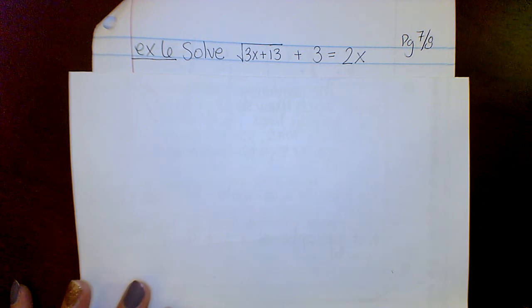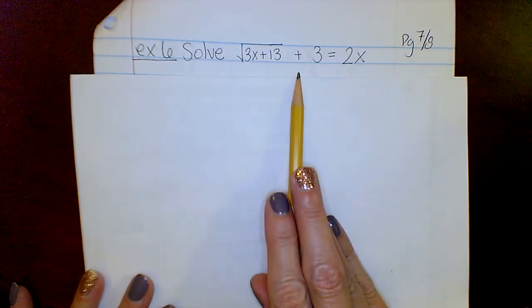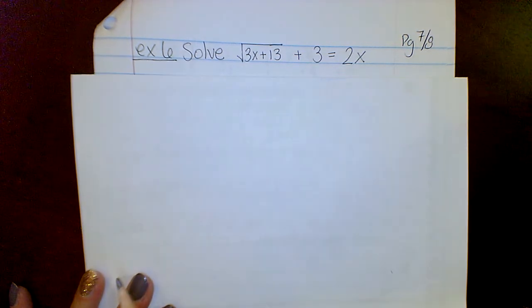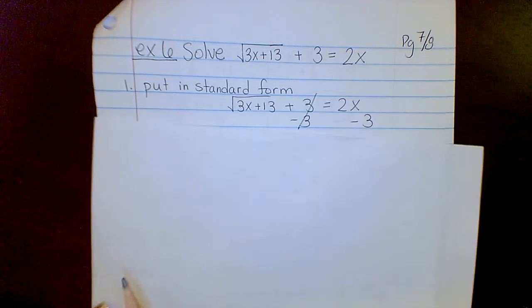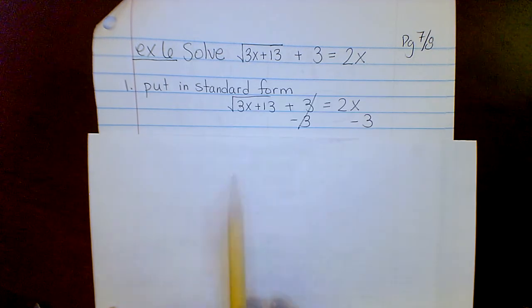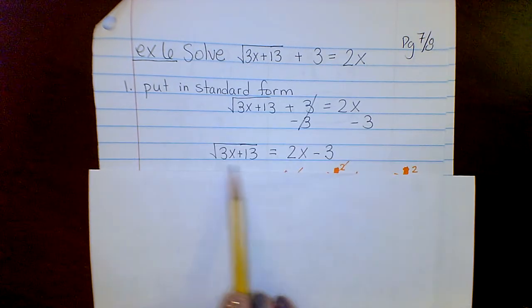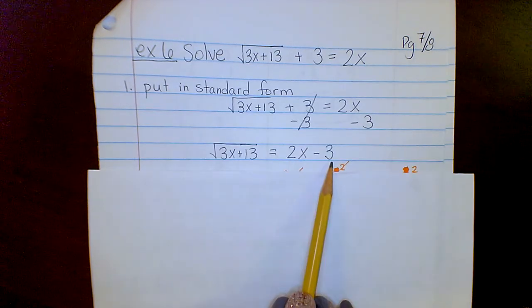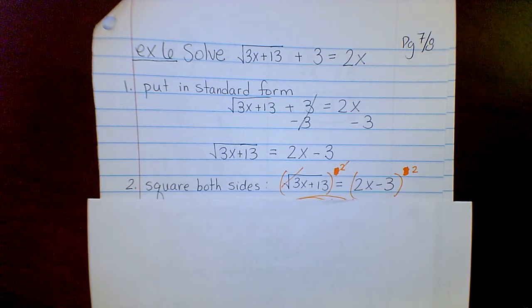So first thing we got to get in standard form. We got to get that 3 moved over to get that square root by itself. So I'm going to move that 3 over. So I get the square root of 3x plus 13 equals 2x minus 3. I am going to square both sides.